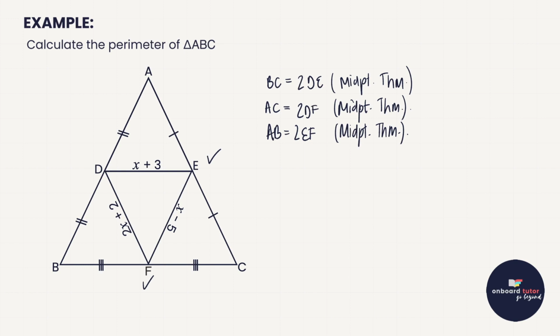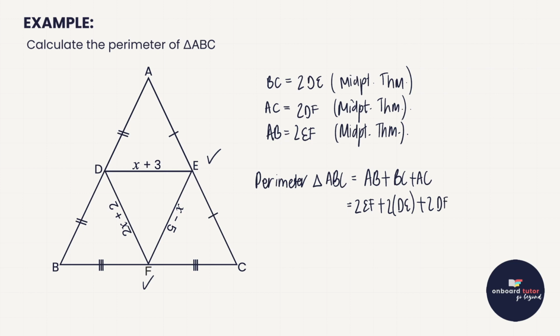Okay, and now, not difficult at all, the perimeter of triangle ABC is equal to AB plus BC plus AC. So, maybe we should write all of that down. AB plus BC plus AC, which is essentially 2 times EF plus 2 times DE plus 2 times DF. I should have kept it all in the same order. Okay, and then we just need to work it out. I'm going to just write it over here for space reasons.